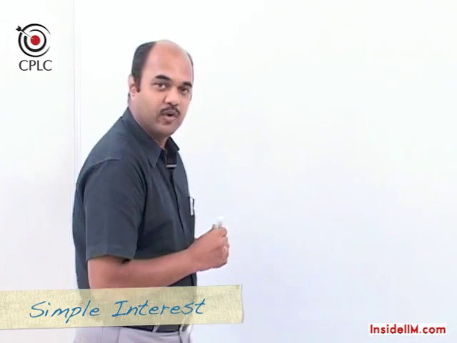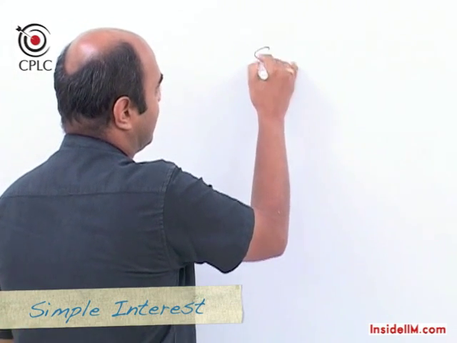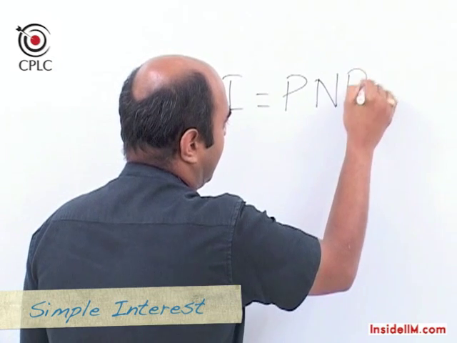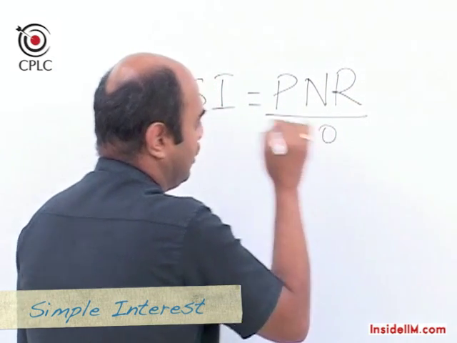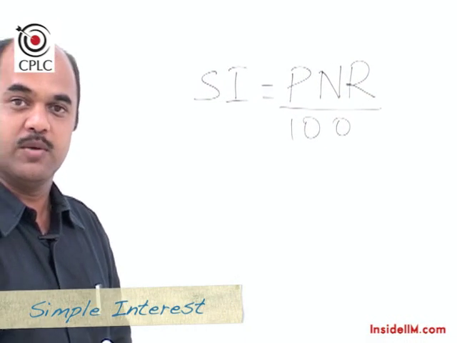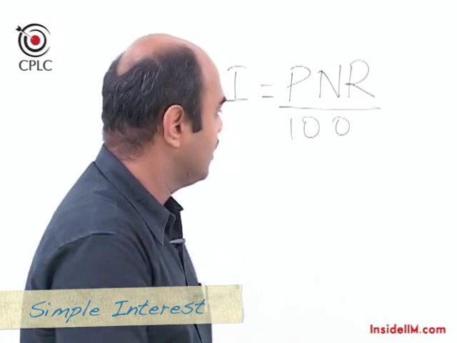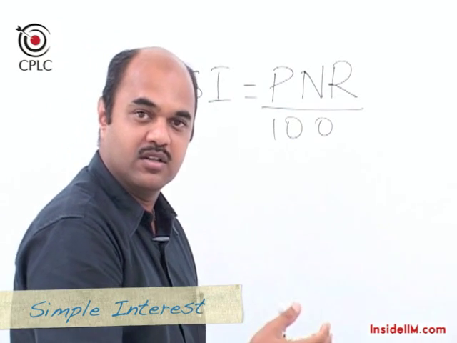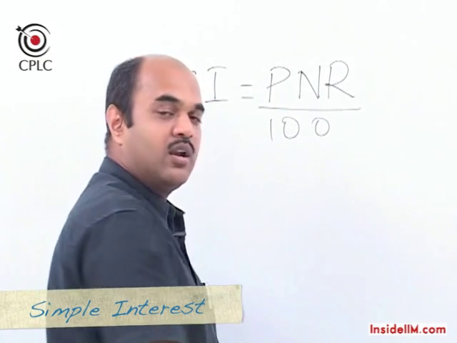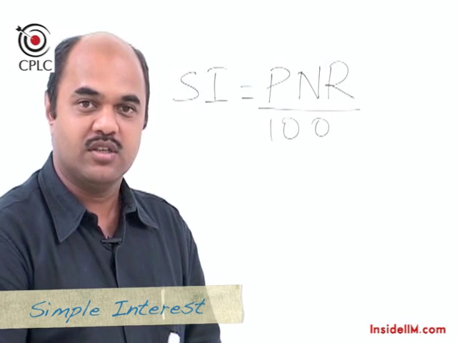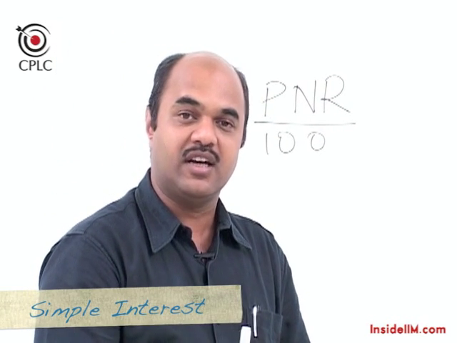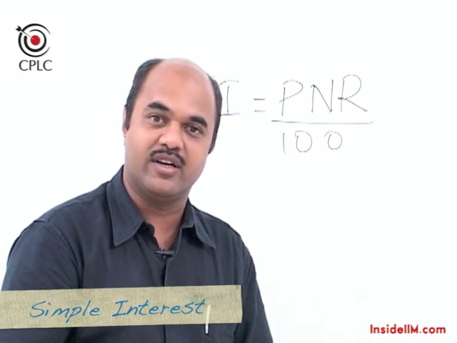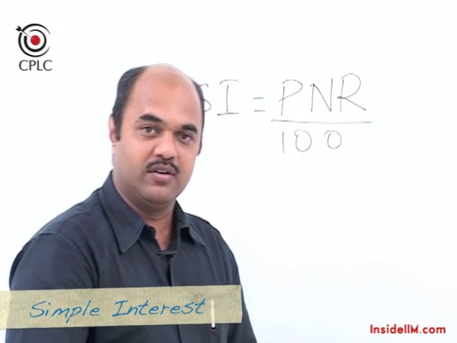Now let's look at a few formulae. The formula for simple interest is PNR upon 100, where P refers to the principal, which is the initial money, N refers to the number of years, which is the time period, and R refers to the rate of interest, expressed in terms of % per annum. So when we use this formula, we calculate the value of the simple interest.